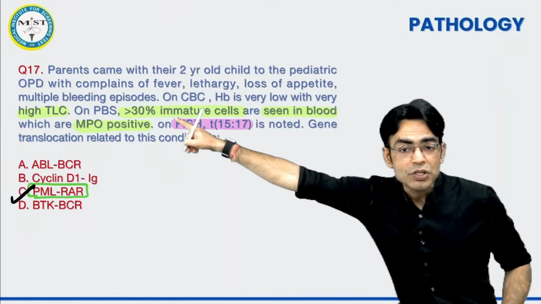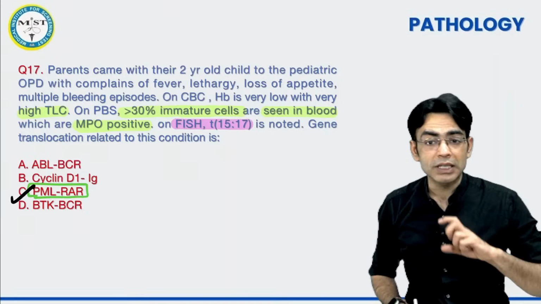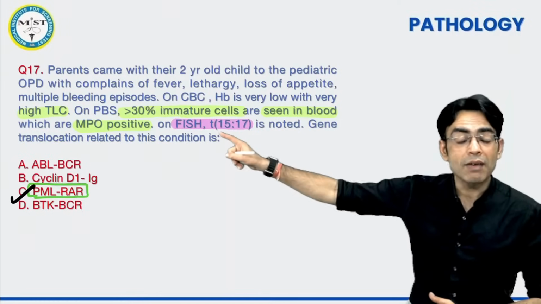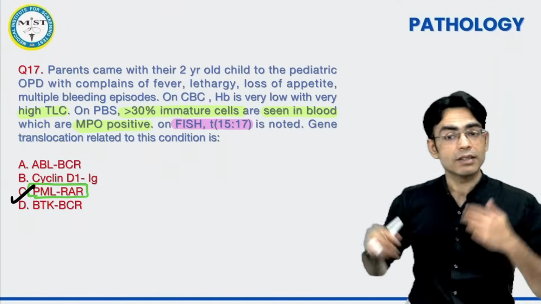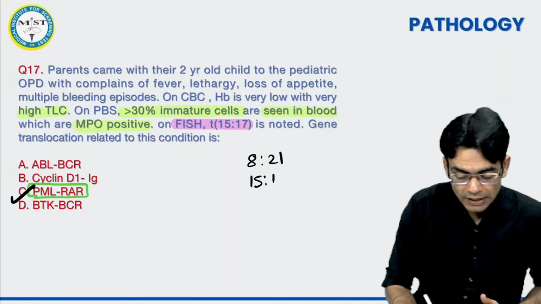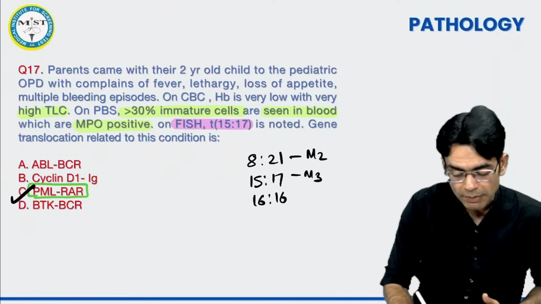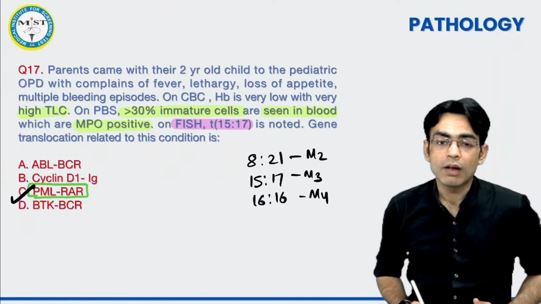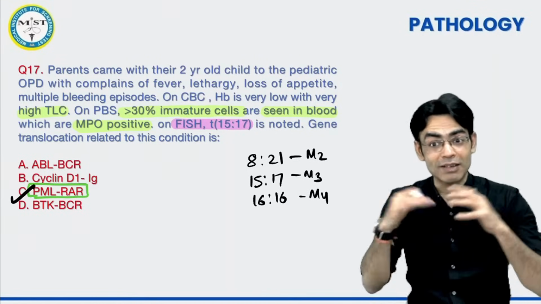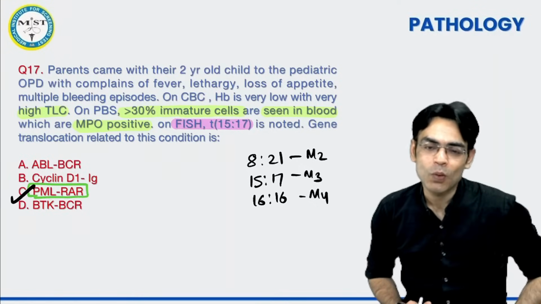More than 30%, so this is acute. A single type of cell is seen. MPO positive means it is a myeloid cell. MPO, myeloperoxidase, is positive for a myeloid blast. And when you have translocation 15-17, we studied three translocations in AML: 8-21, 15-17 and 16-16. This is seen with M2, this is seen with M3 and this is seen with M4. And we studied that PML should be on 15, RAR on 17, and when the translocation occurs it becomes the PML RARA gene. Okay?